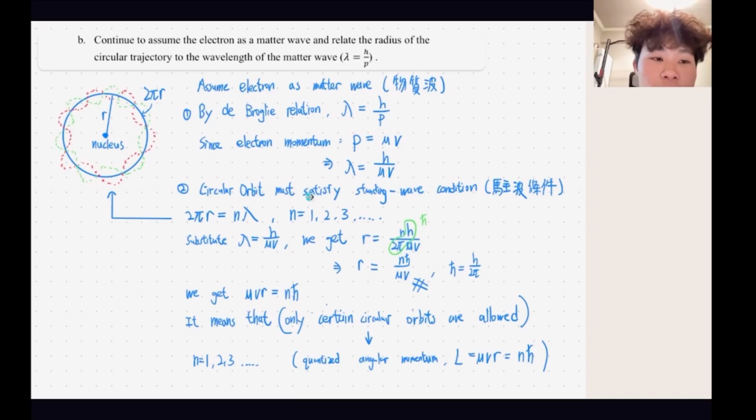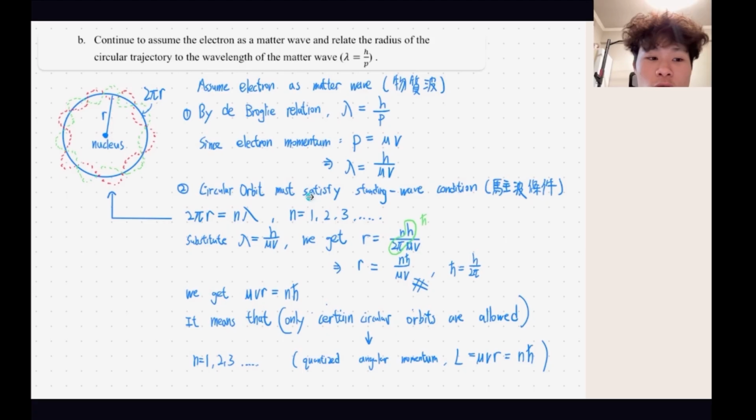Now let's dive into question B. First, we assume the electron as a matter wave, 物质波. By the de Broglie relation, lambda equals h over p, and the p here is the electron's momentum, p equals mu v. So we get that the wavelength lambda equals h over mu v.